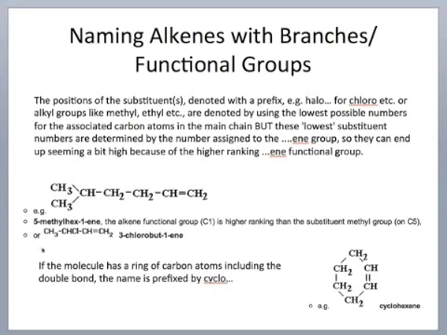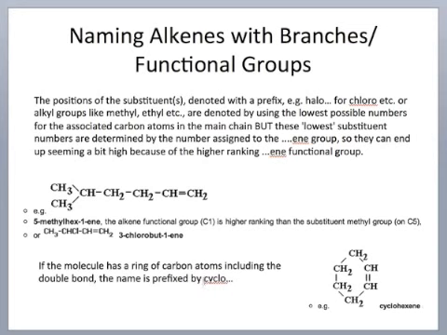Again, first we count the longest carbon chain, 1, 2, 3, 4. Therefore it's but. Because we have a double bond, it's an ene. To assign the lowest possible number, we have to start from this end, therefore it's but-1-ene. And we also have a chlorine here, so we need to specify where the chlorine is. So since the double bond is on 1, we start counting from here, it's 1, 2, 3, therefore it's 3-chlorobut-1-ene.